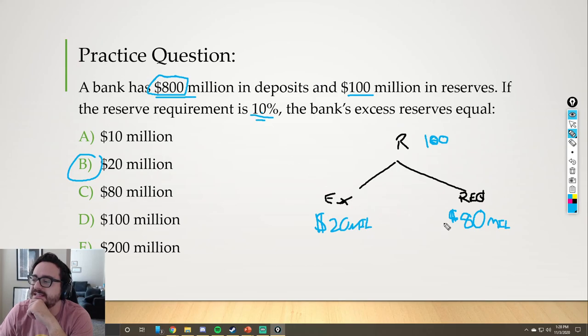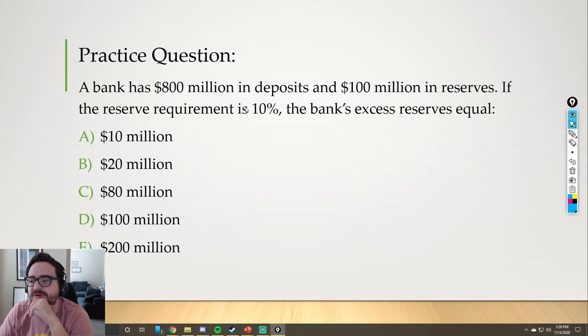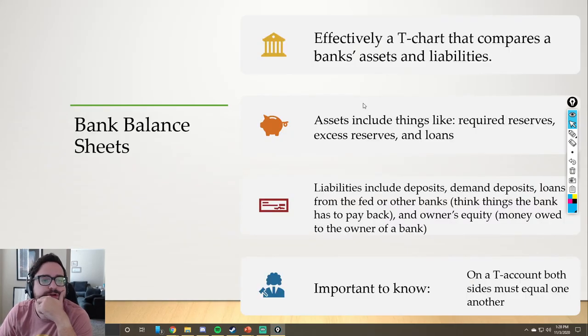10% of 800 is 80. That's the required. The question asked me about excess reserves. So if I have 100 in total reserves, 80 of it's required, that means 20 of it is excess. Tricky, tricky question. This is an AP exam multiple choice question, by the way. Pulled it from an AP exam. Okay.